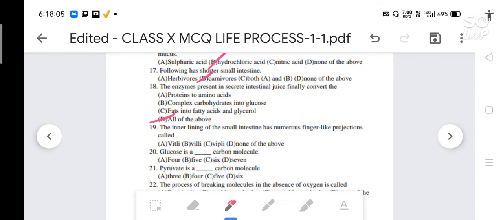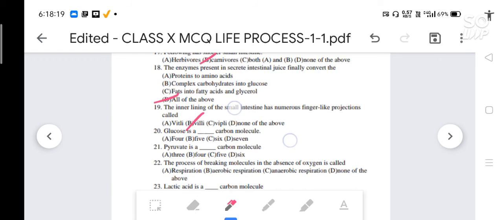The inner lining of the small intestine has numerous finger-like projections. We have read that the finger-like projections on the small intestine are known as villi. The other option is not there in the book and is an unknown word.